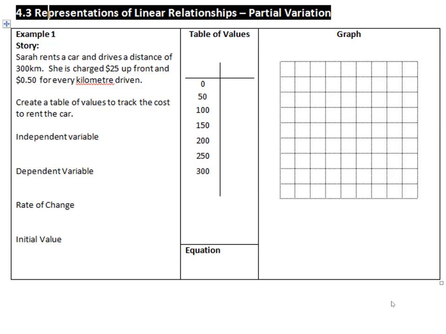This time it's partial variation, and we'll see how this is slightly different than what we learned from 4.2. It's set up almost the exact same way, except for different stories and different tables of values, and we'll see how this is different, and I'll point it out as soon as we get to it. Let's jump into example 1.